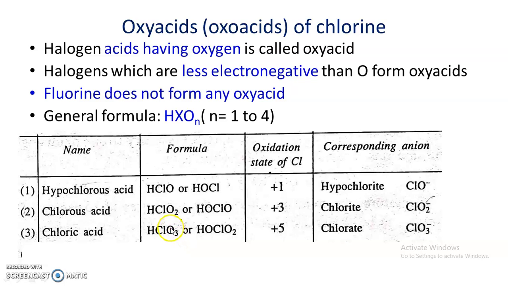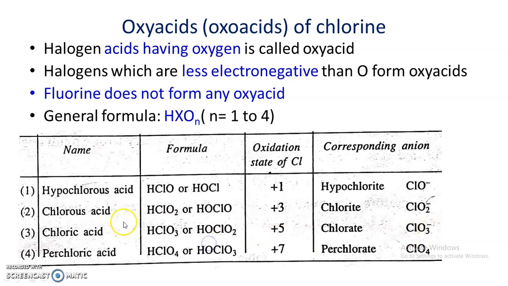The third type is chloric acid, in which the oxidation state of chlorine is +5. There are 3 oxygen atoms. Its formula is HClO3. When hydrogen is lost, the resulting anion is the chlorate ion, with formula ClO3-. The fourth type is perchloric acid. In perchloric acid, the oxidation state of chlorine is +7. There are 4 oxygen atoms, that is, the value of n is 4, and the formula for perchloric acid is HClO4. When hydrogen is lost, the resulting anion is the perchlorate ion, which has the formula ClO4-.